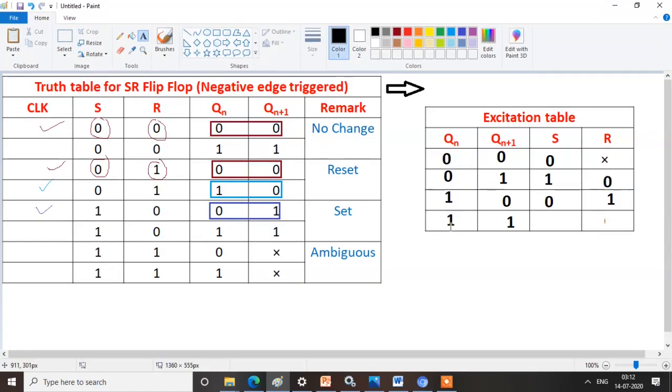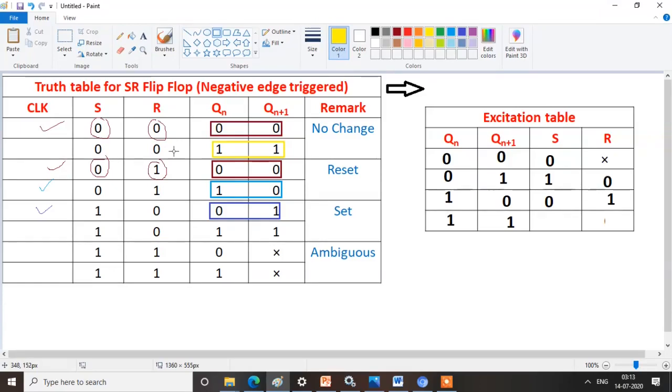So consider the last row of the excitation table. What does it say? Present state of SR latch is 1. We want next state of SR latch as 1. So what should be the values of S and R? So again you have to refer to the table and find those rows which correspond to this particular combination of present state and next state. So let's highlight it, 1 1. So see here we have 1 1. So present state is 1 and next state is 1. When is it possible? If S is 0 and R is 0.